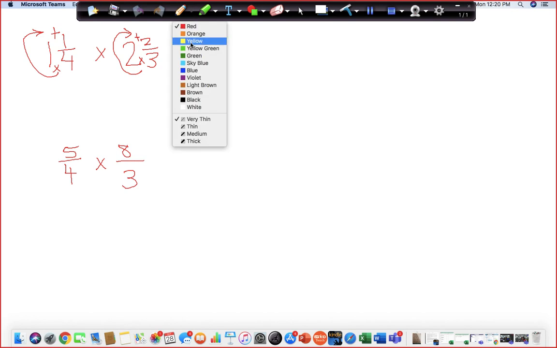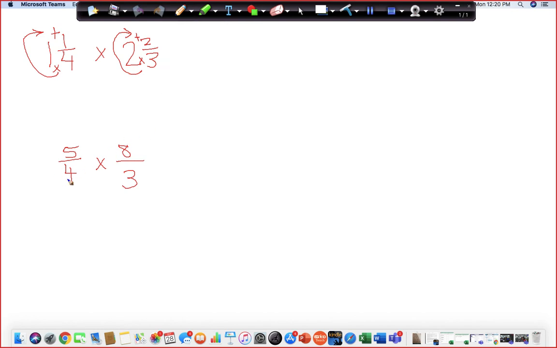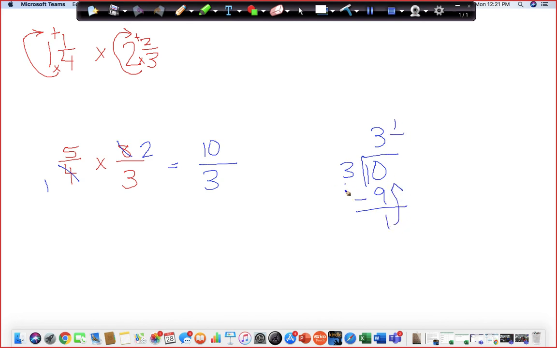We can cross cancel here. The 8 and the 4 can both be divided by 4. 4 divided by 4 is 1, and 8 divided by 4 is 2. And we just multiply straight across. 5 times 2 gives me 10, and 1 times 3 gives me 3. I can reduce this by putting 10 in the house and dividing it by 3. 3 goes into 10 3 whole times. 3 times 3 is 9. Subtract. 10 minus 9 is 1. Bring up your remainder, and your divisor follows.